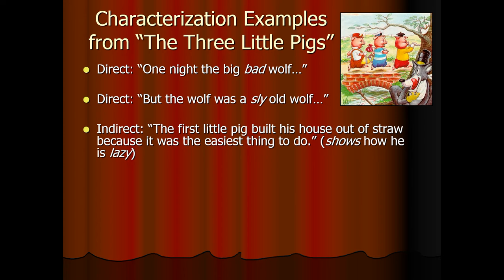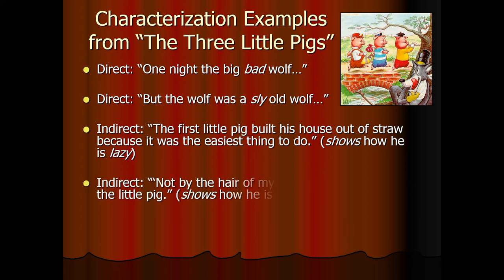Indirect characterization. So what is this showing about the first little pig? "The first little pig built his house out of straw because it was the easiest thing to do." Well, it doesn't say openly that he's lazy, but it shows that he is lazy. Why? Because he just goes for the easiest thing to do. It's your house, for goodness sake. You're going to be living in it. You've got to keep out wolves. You'd think you'd put in a little bit more time. I don't know. He's lazy, overconfident. There's all sorts of things we can draw from that.